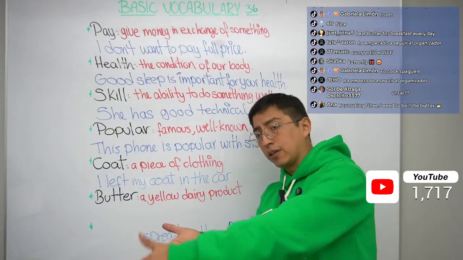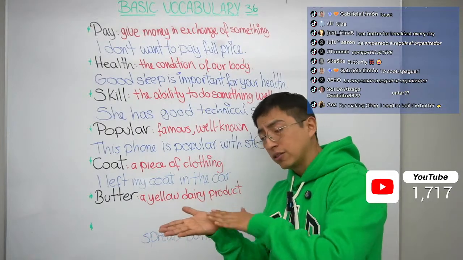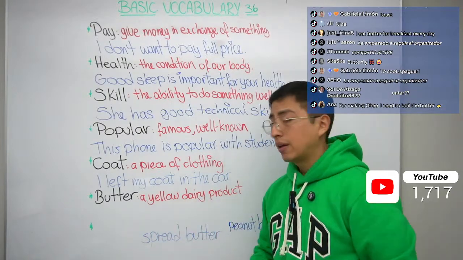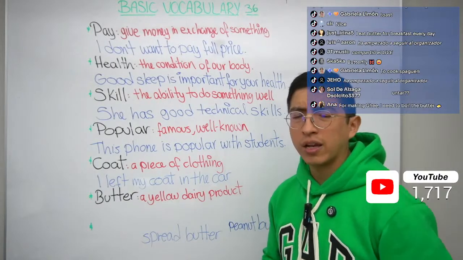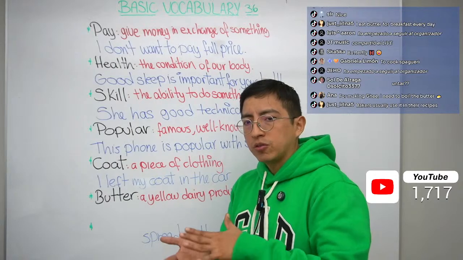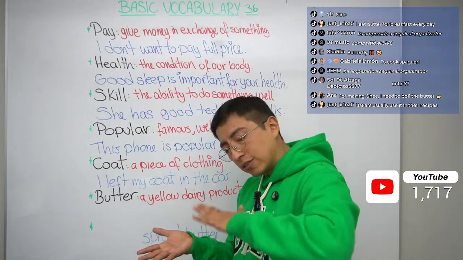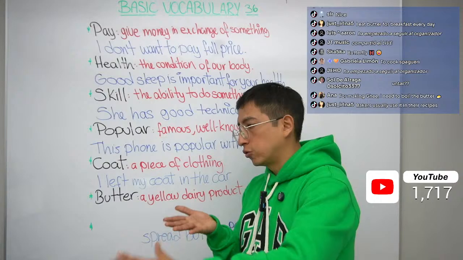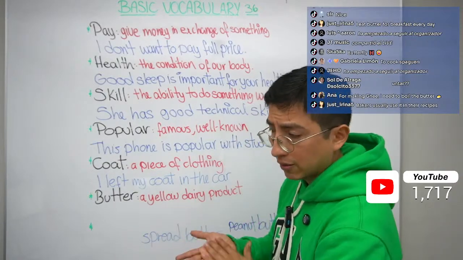Spread. Yes, it's like this, no? To do something like this. This is the action of the spread. We can also use it for everything, no? To spread is like to put something over a place. To spread butter on a toast. Yeah, that's it.